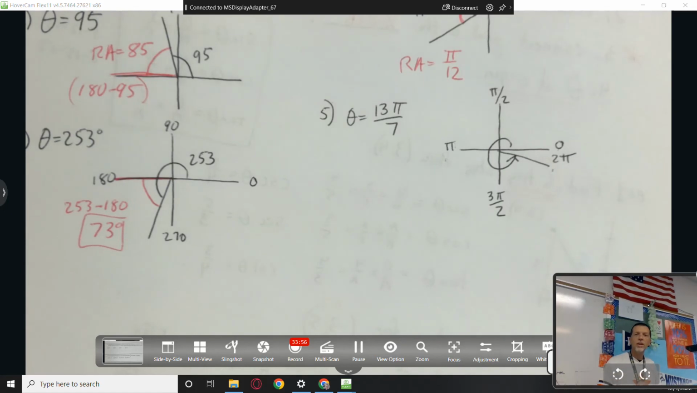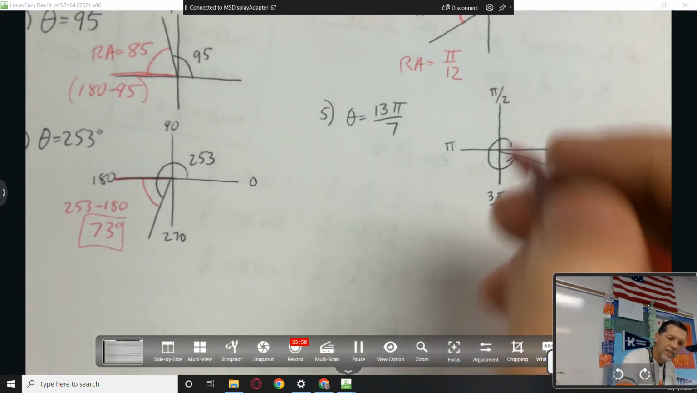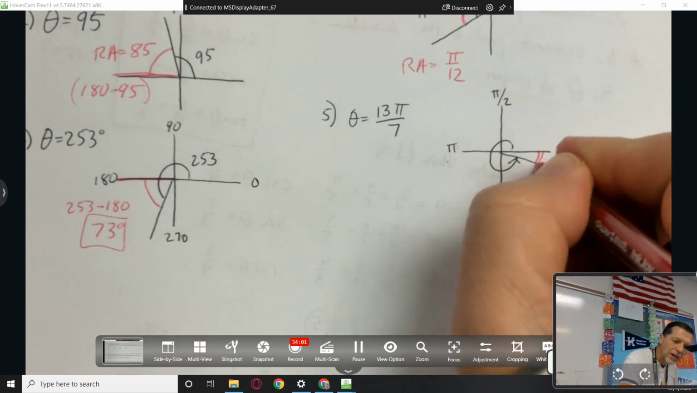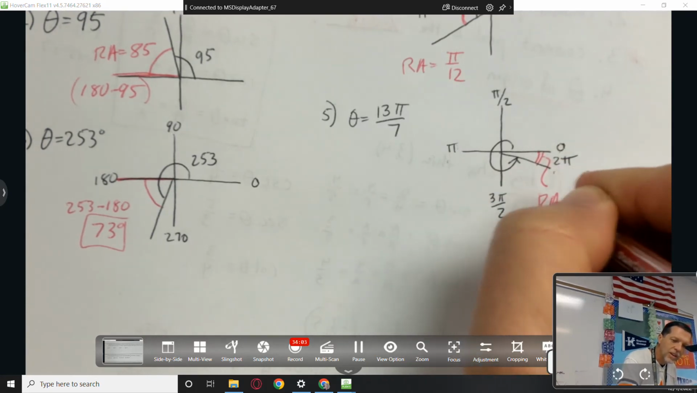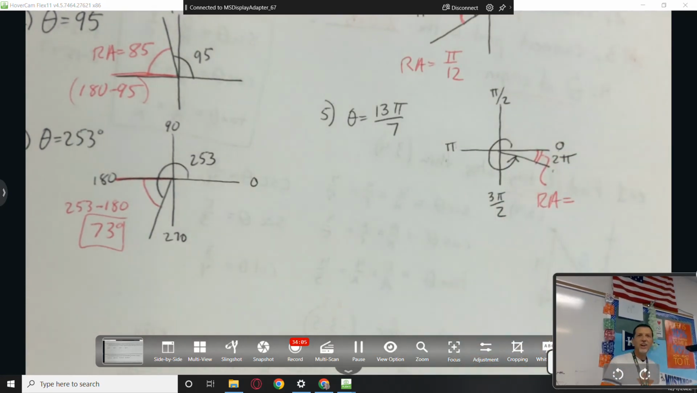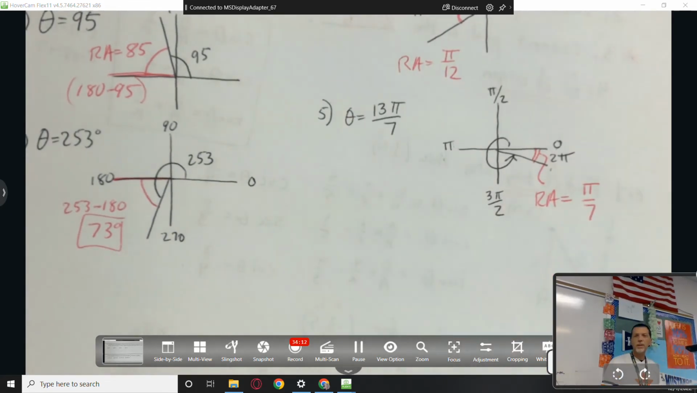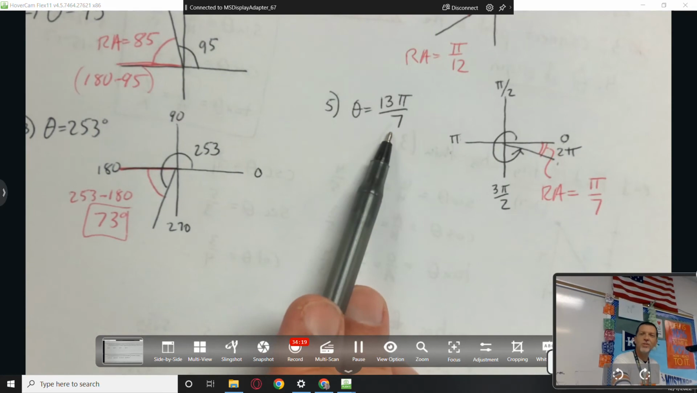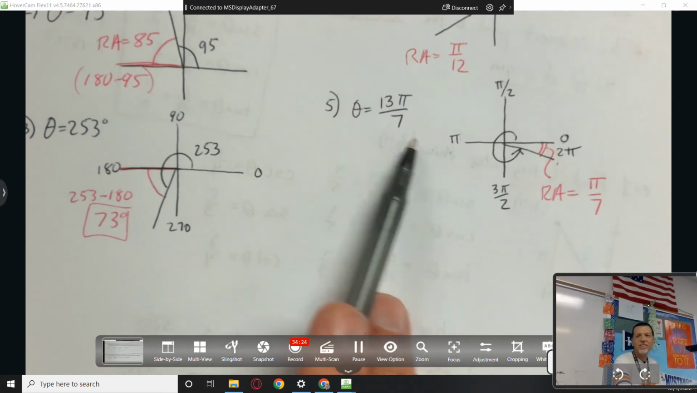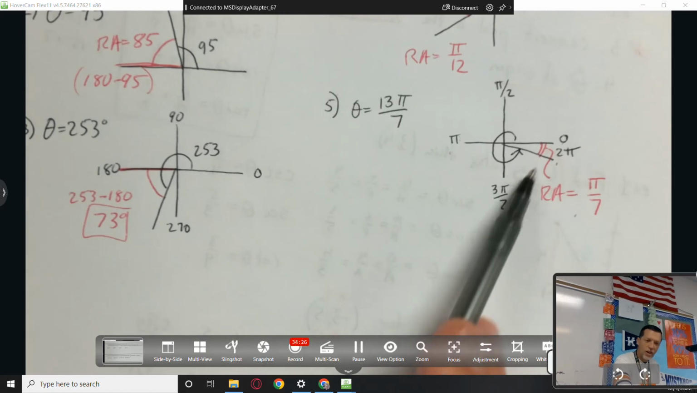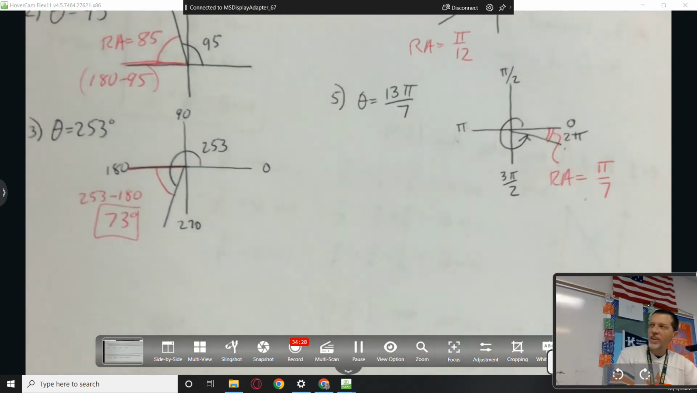Fourth quadrant. Almost 2. In fact, how much shy of 2 are we? Because that would be the reference angle. Yeah, we're a seventh shy of 2 pi because 14 over 7 would get us to 2. So our reference angle is pi over 7. Again, it's fractions more than anything. 13 over 7 is almost 2. 1 more seventh and you'd be at 14 sevenths. So you're 1/7 shy, so your reference angle is pi over 7.